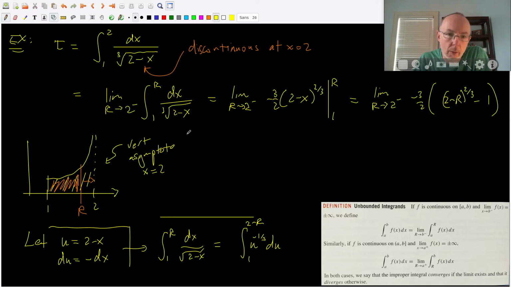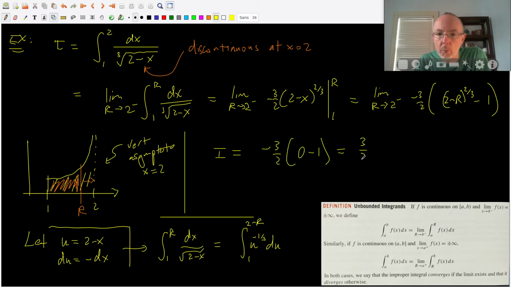This has got a bit crowded here, but let's just go back to writing the integral down. That's going to give us a limit to take. As r approaches 2 from numbers smaller than 2, this thing's just going to go to 0. So again, we're going to get 0 there, and this limit's going to become minus 3/2 of 0 minus 1. And so we're going to end up with 3/2.